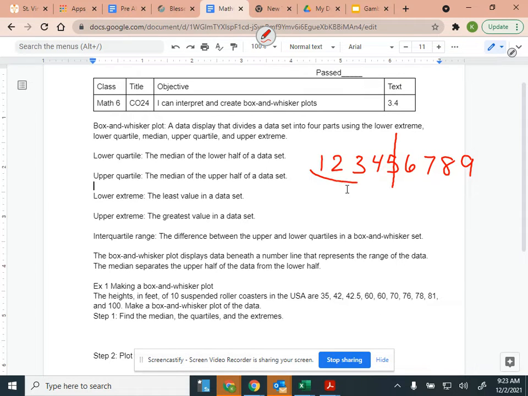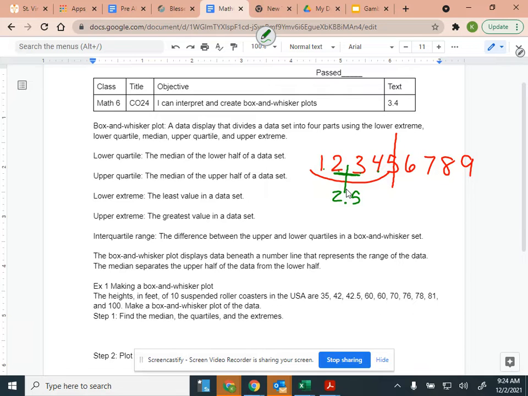So we're going to look at the bottom half of our data set, and we're going to find the median of those numbers. So our median here, we've got 1, 2, 3, 4 numbers. In the middle of it is the 2 and the 3. In between a 2 and a 3 is 2.5. So that's the median of the lower half. So that is our lower quartile.